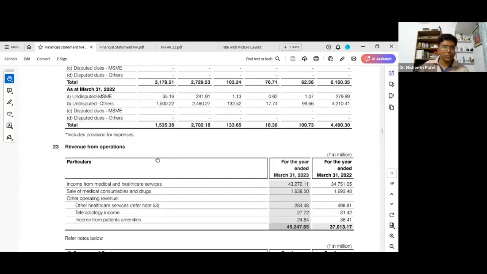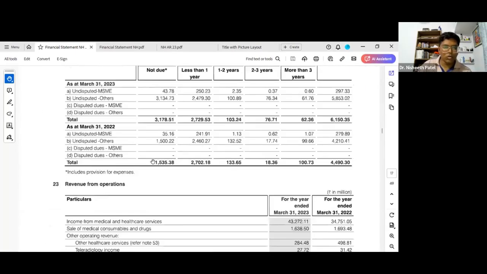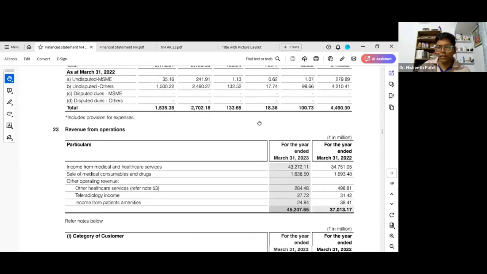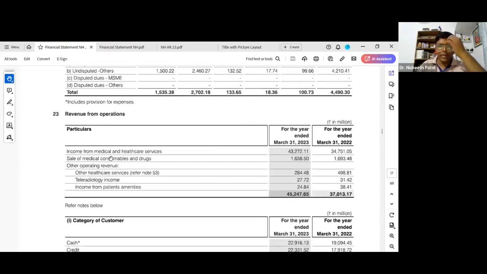So if we go to these notes from the annual report, they have clearly diversified the revenue. That's the income from medical and healthcare services, sale of medical consumables and drugs, and other operating revenue that is coming from other healthcare services. That refers to note number 53. You have to read that note.